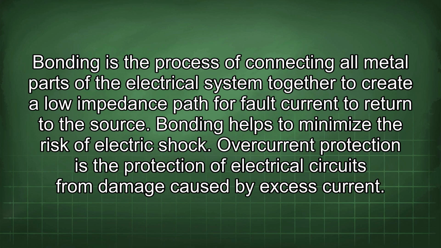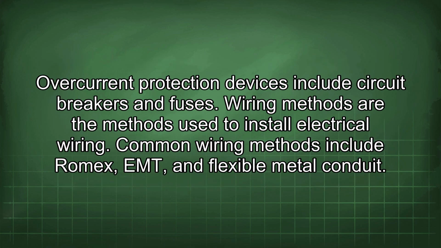Bonding is the process of connecting all metal parts of the electrical system together to create a low impedance path for fault current to return to the source. Bonding helps to minimize the risk of electric shock. Overcurrent protection is the protection of electrical circuits from damage caused by excess current. Overcurrent protection devices include circuit breakers and fuses.